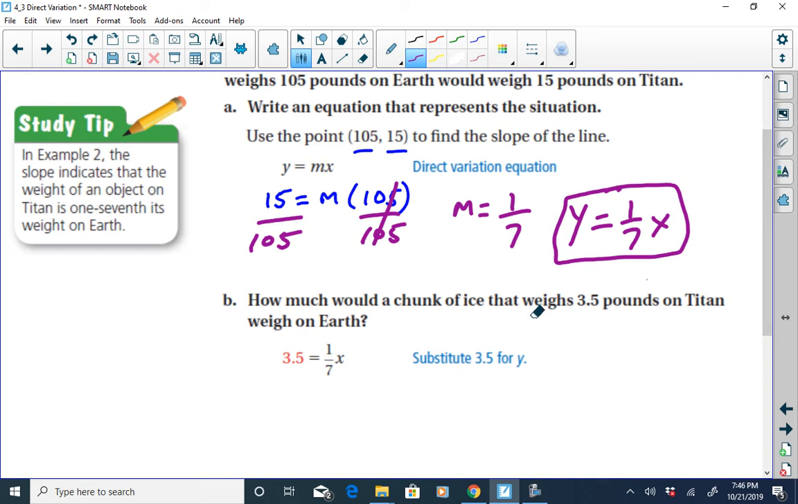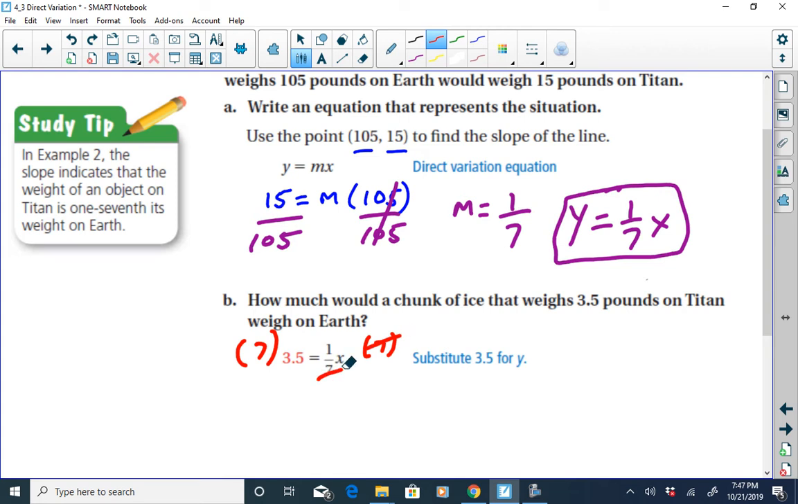How much would a chunk of ice that weighs 3.5 pounds on Titan weigh on Earth? Well, I'm going to replace 3.5, that's my Titan weight, that's my y value, the weight on Titan, 1 over 7 times x. I'm going to solve that equation for x. Well, x is right now being multiplied by 1 over 7, so to get x by itself, we're going to multiply both sides of that equation by 7.